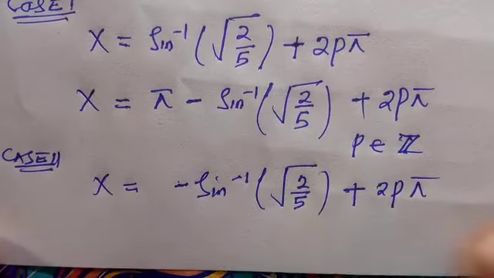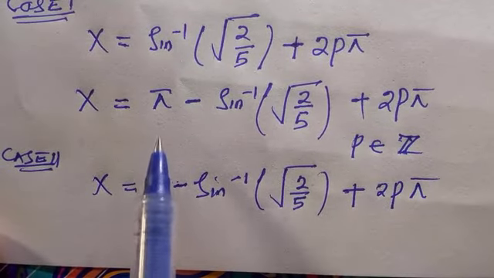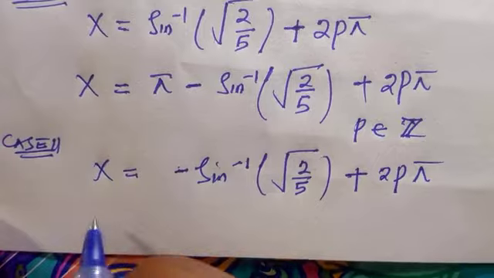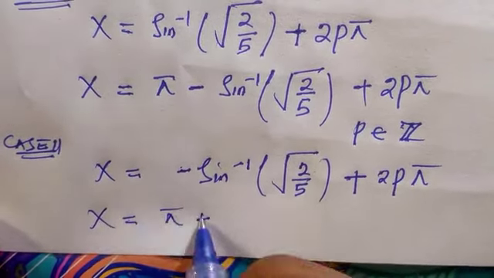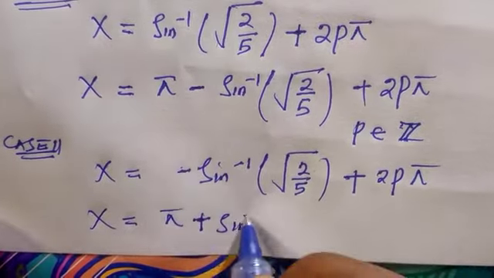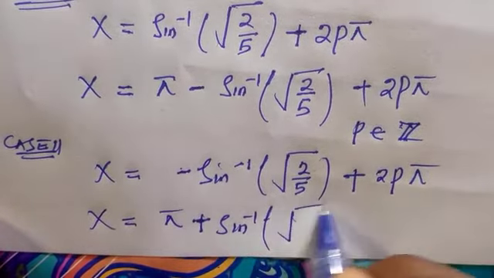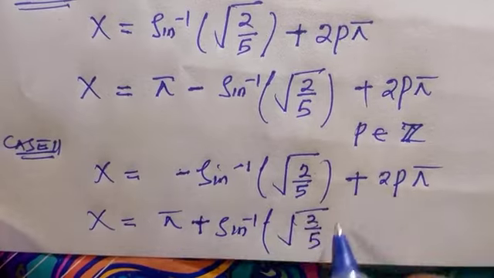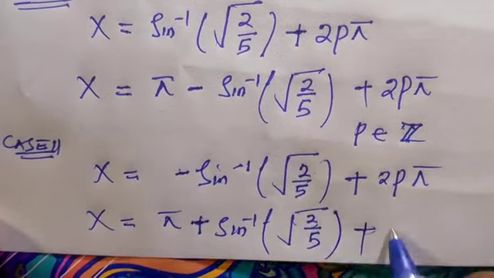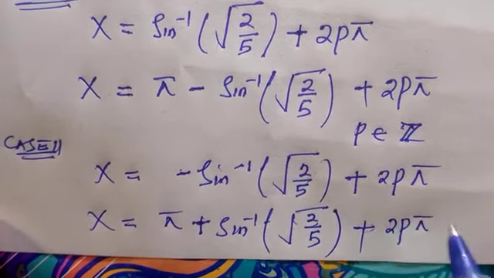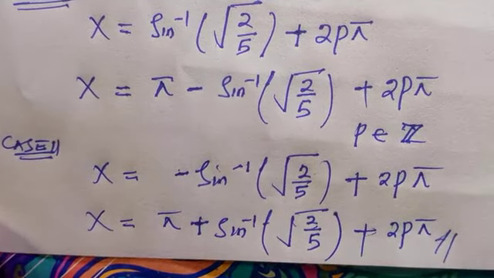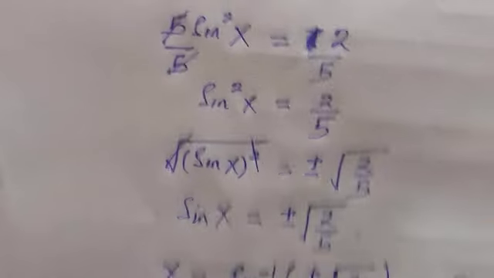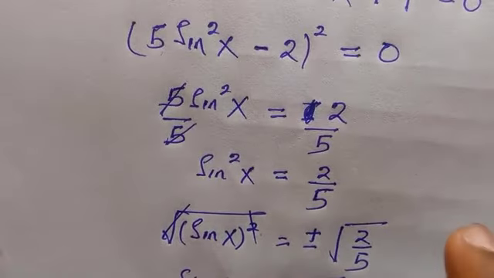Because the value of theta has many values, we are still going to subtract this since it falls in the second quadrant. So we have π minus, but because we have another minus already, it becomes plus. Then we have sine inverse of 2 divided by 5, plus 2pπ, and p is a member of the integers not equal to 0. So this is how this problem is solved for the value of x.